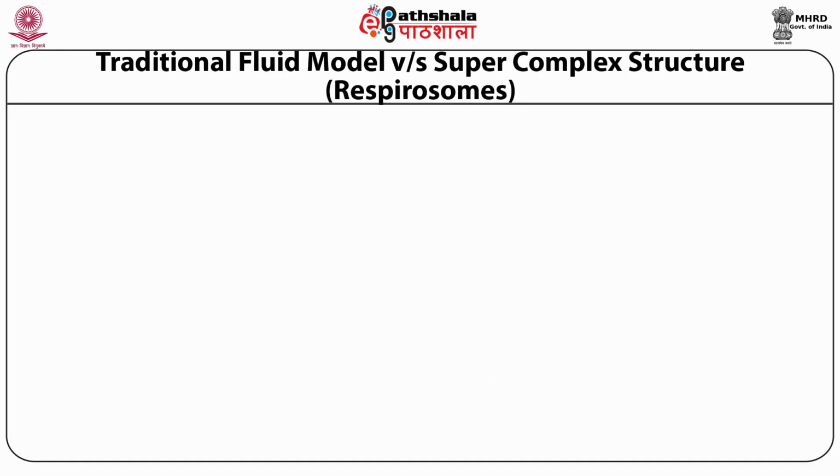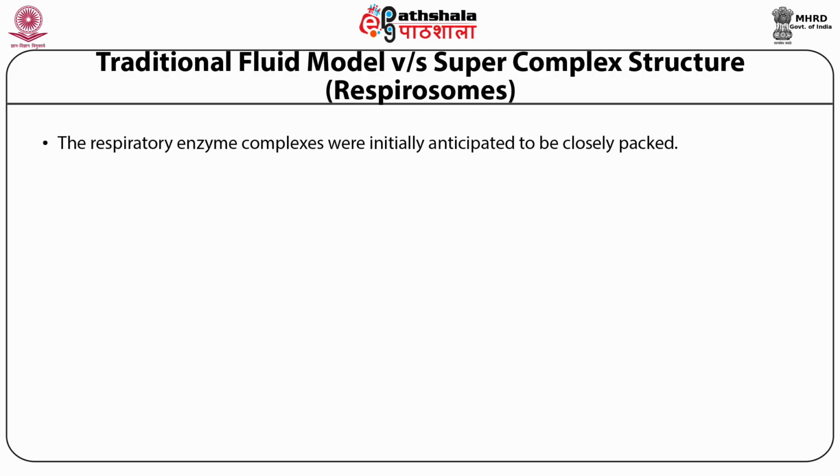Traditional model versus supercomplex structure, that is, the respirosome. There are two different views regarding the arrangement of the respiratory enzymes within the mitochondrial membrane. The respiratory enzyme complexes were initially anticipated to be closely packed. Such a packed structure was assumed to provide more effectiveness in electron transport. However, this original model was gradually discarded and replaced by the fluid model.